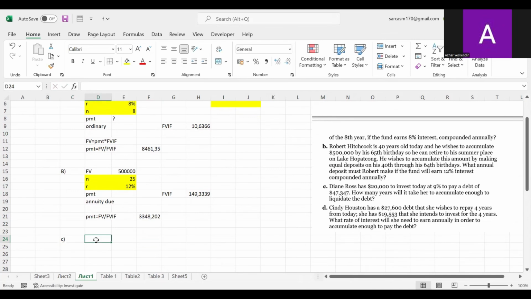Diane Ross has 20,000 to invest today at 9% to pay a debt of 47,347 dollars. How many years will it take her to accumulate enough to liquidate the debt? Okay, so there are no payments. All right. What do we have? We have a present value of 20,000.